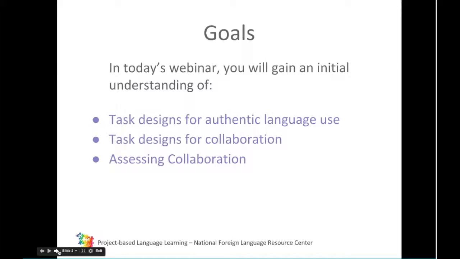So in the next 20 minutes, in today's webinar, you'll gain initial understanding of what it is, task designs for authentic language use, task designs for collaboration, and I will also share ideas on how to assess for collaboration.